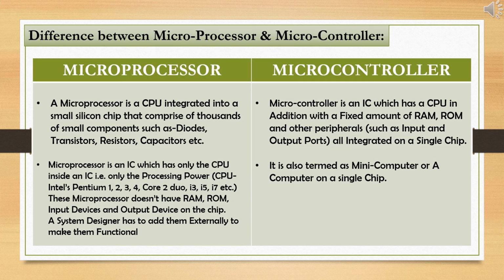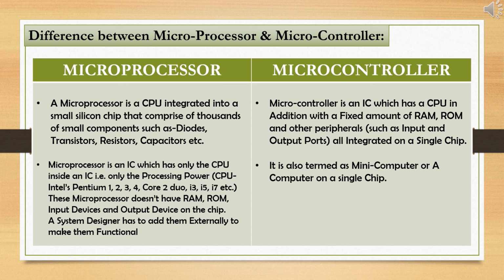Difference between microprocessor and microcontroller. Previously I was using both these words, telling you it is the brain. In detail, what is a microprocessor and what is a microcontroller? A microprocessor is a CPU integrated into a small silicon chip that consists of thousands of small components such as diodes, transistors, resistors, capacitors, etc. A microprocessor is an IC which has only the CPU inside it, that is, only the processing power. This microprocessor doesn't have RAM, ROM, input device and output device on the chip. A system designer has to add them externally to make them functional.